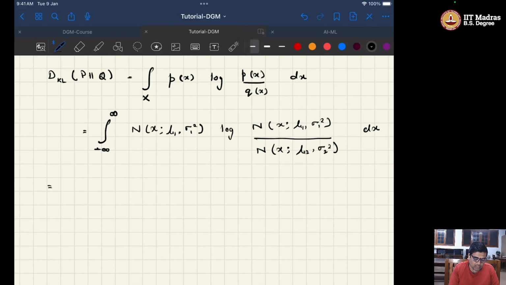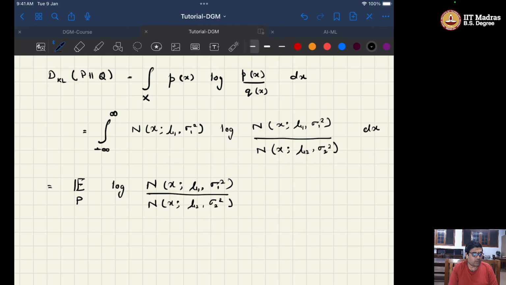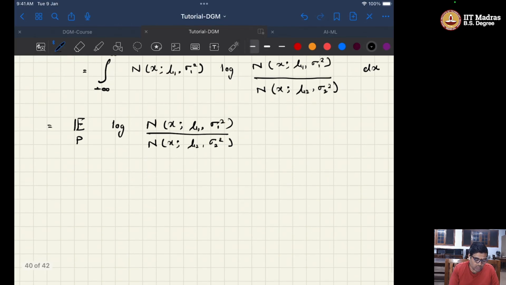Yes. This is nothing but expectation with respect to distribution P, of log of, whenever we write log here, we always mean ln, normally we write log there, normal X mu1 sigma 1 square divided by normal X mu2 sigma 2 square. This is what we want to calculate. So now let's do it.